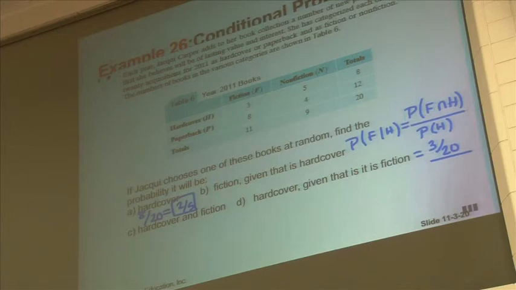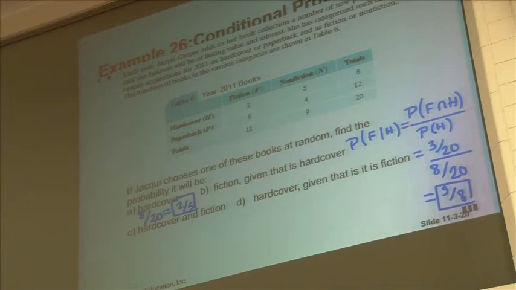And what's the probability of drawing a hardcover? In general, any hardcover. What was it? 8 out of 20. Okay, so if you reduce that on your calculator, you should get 3 out of 8. That is the probability that she chooses a book that is fiction, given that it is also a hardcover.